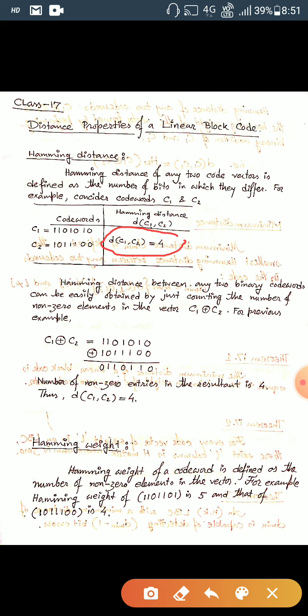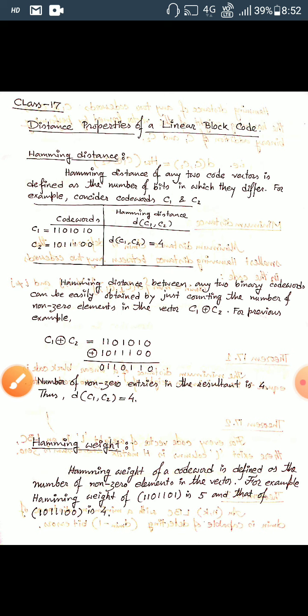But in another way you can also get this: you do the XOR operation between C1 and C2. If you perform the XOR operation, the result will be 01101110, and then you have to count how many 1s are there in the result. The number of 1s in the resultant is 4 in total. So the Hamming distance for C1 and C2 will be 4.